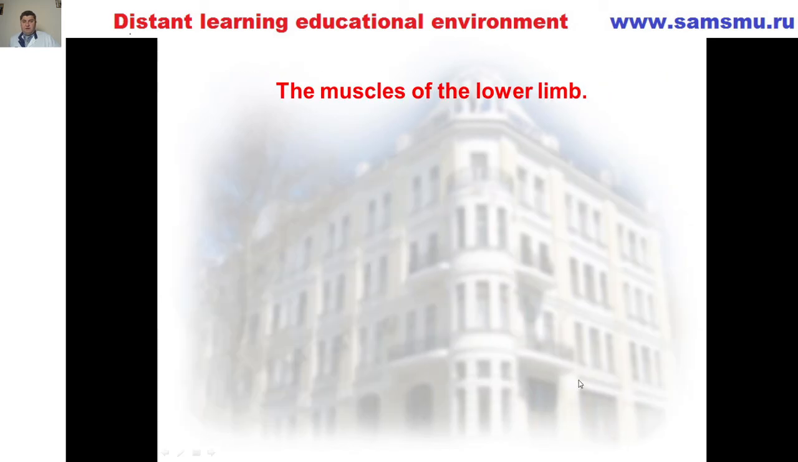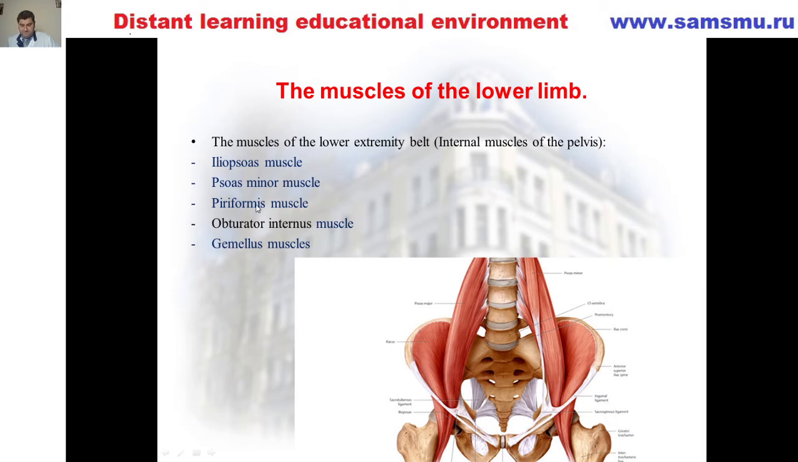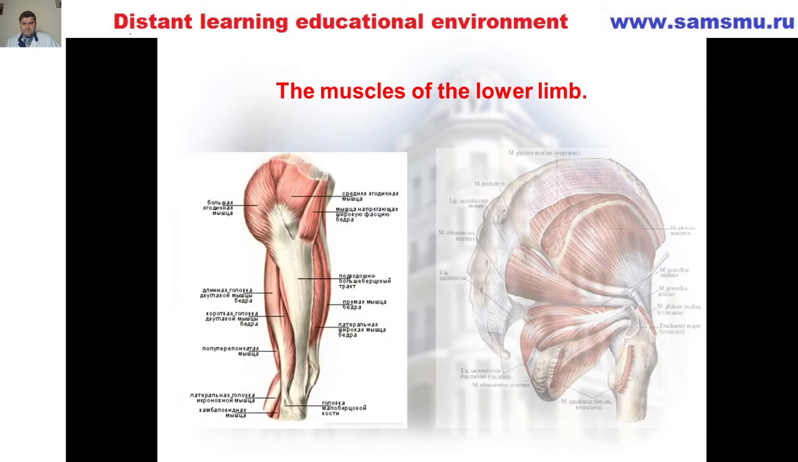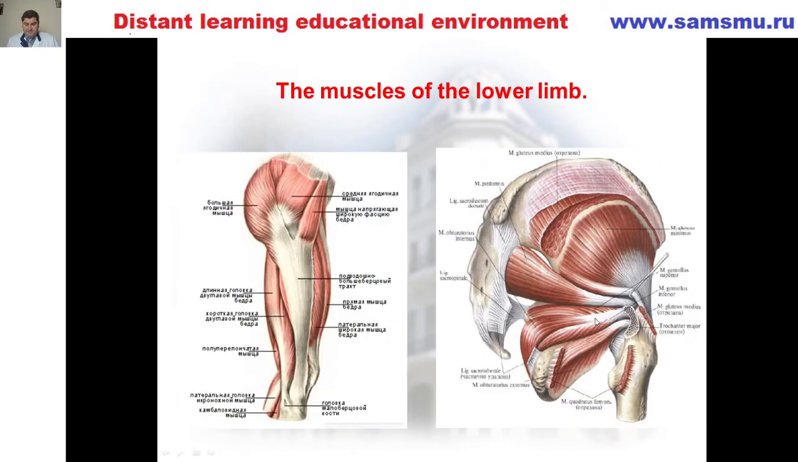Next, we will talk about the piriform muscle, musculus piriformis. You may read, and also we'll talk about the obturator internus and gemellus muscles. So let's talk about the piriform muscle. You may see this muscle on the picture.